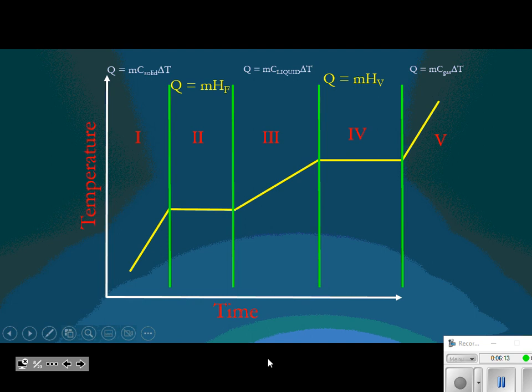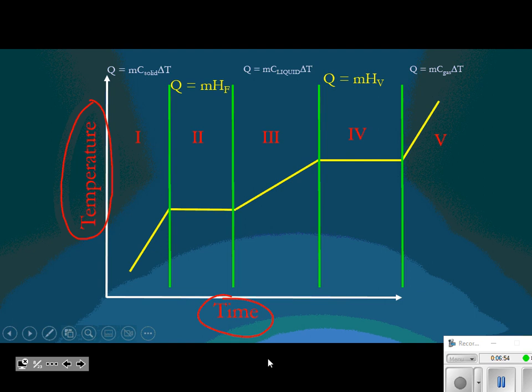But if you look up here on my axis, I have temperature and I have time. So my two axes are temperature and time, and I have what I call 5 different areas, and I've labeled these 5 different areas with Roman numeral 1, 2, 3, 4, and 5. Now we're going to talk about these 5 different areas, and we're going to do it in terms of water.